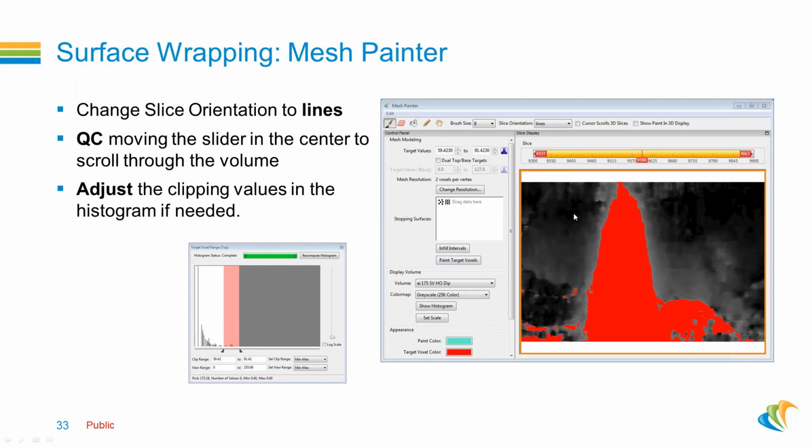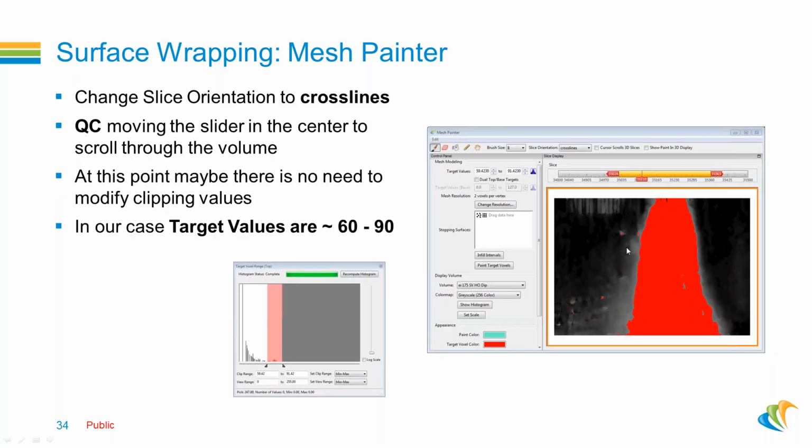Then we change the orientation because we need to QC our volume in different orientations. This is the example doing the same thing in lines. We have the histogram, which is a very useful tool that we are using to do our work here. You can play with the sliders in the histogram, and you can QC going through the volume using this slider. And in the line orientation, we can see that we are capturing more or less the boundary with the sediments in here.